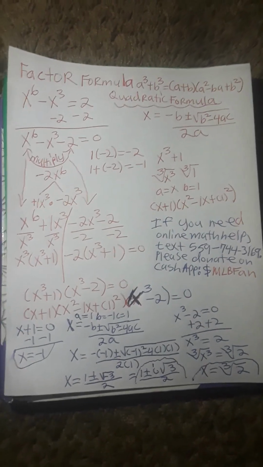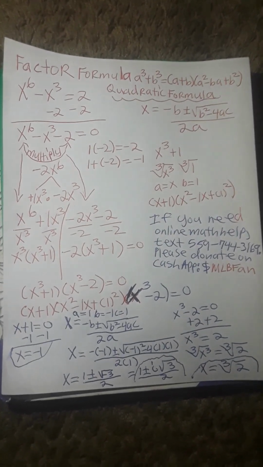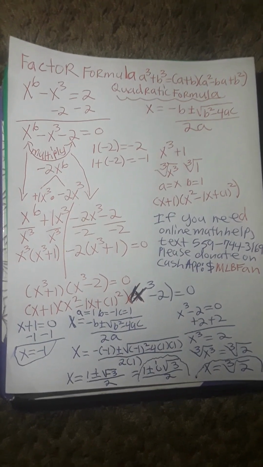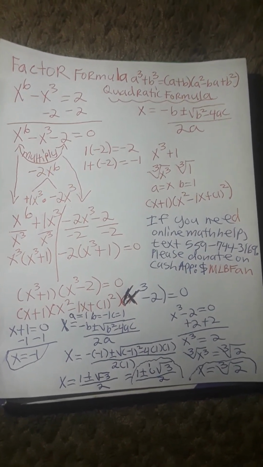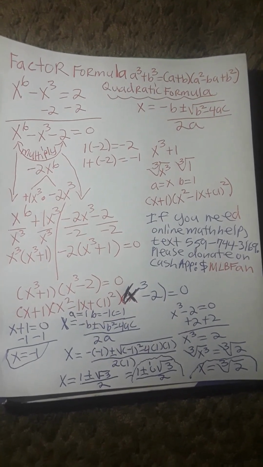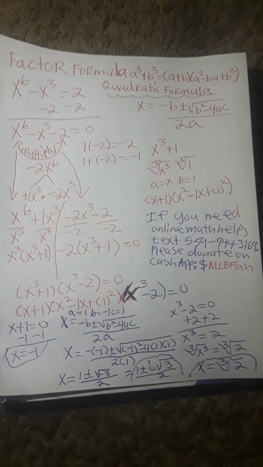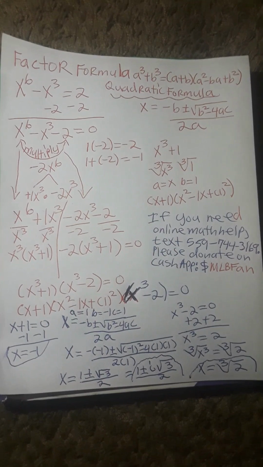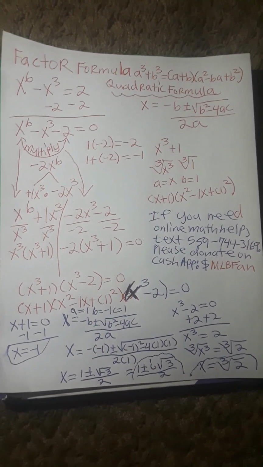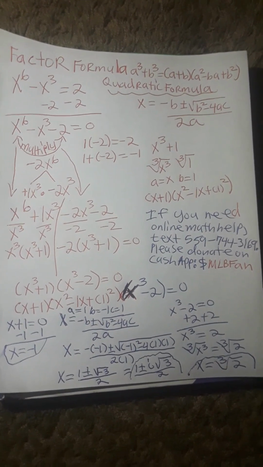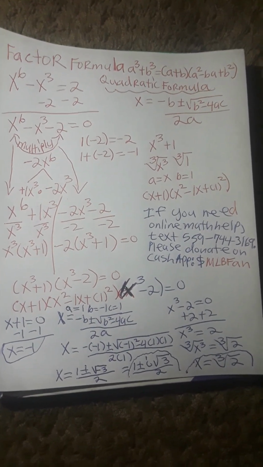Good evening, class. Today we are going to learn how to solve the equation x to the power of 6 minus x to the power of 3 equals 2. So we must subtract 2 from both sides to obtain x to the power of 6 minus x to the power of 3 minus 2 equals 0.